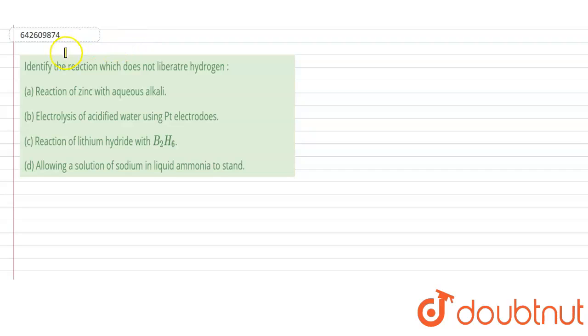Hello. So the question is saying this: identify the reaction which does not liberate hydrogen. So we have to identify the reaction which is not liberating hydrogen. Here are the 4 reactions in the form of options, so let's check them one by one. Option A is saying this.